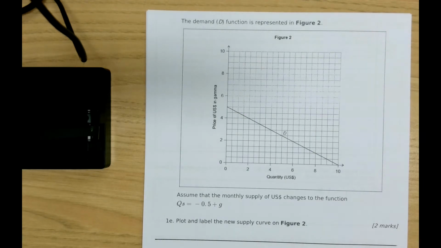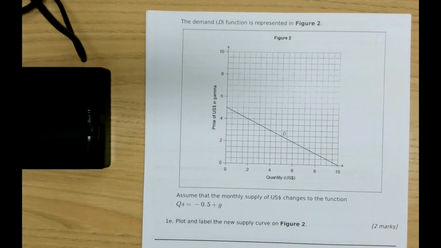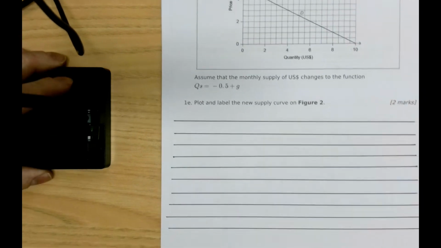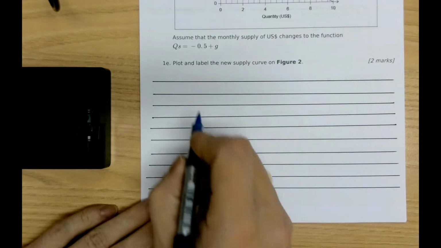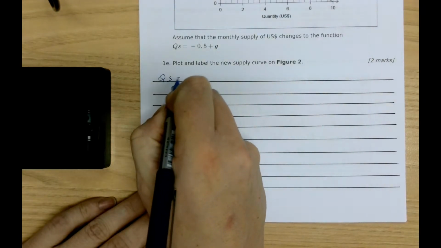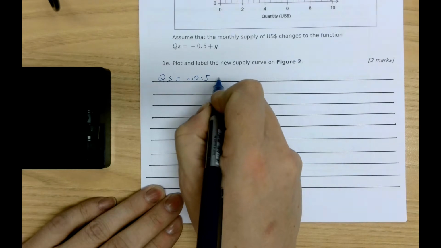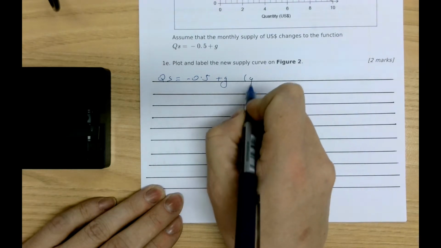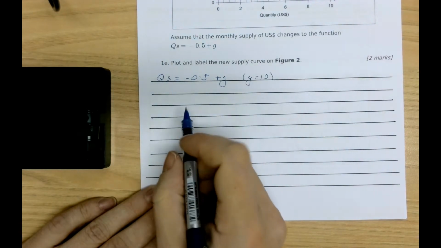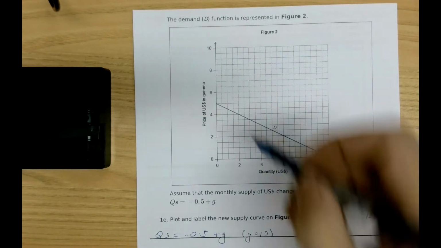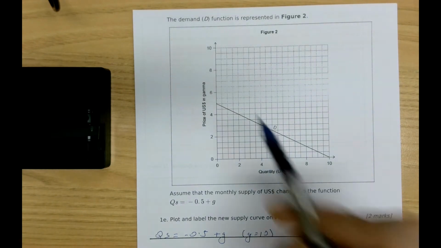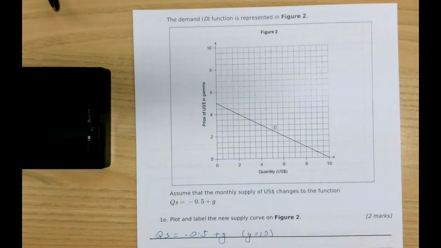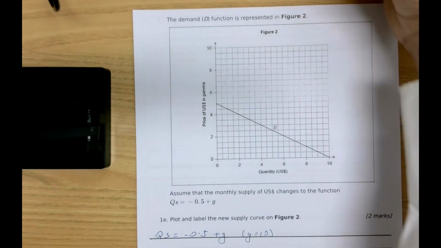So what we've got to do here is find 2 points that are on this line, put our ruler down and join them. Now, I'm going to move my camera so that you can see it. So we're going to write down QS equals minus 0.5 plus G. And what I'm going to do now is set G equal to 10. I can choose any point as long as it's within the realm that this graph is drawn. I couldn't put in 20 because that would be off the page.